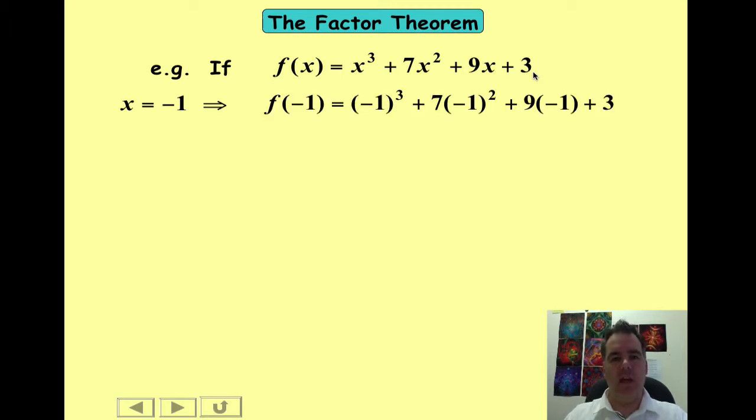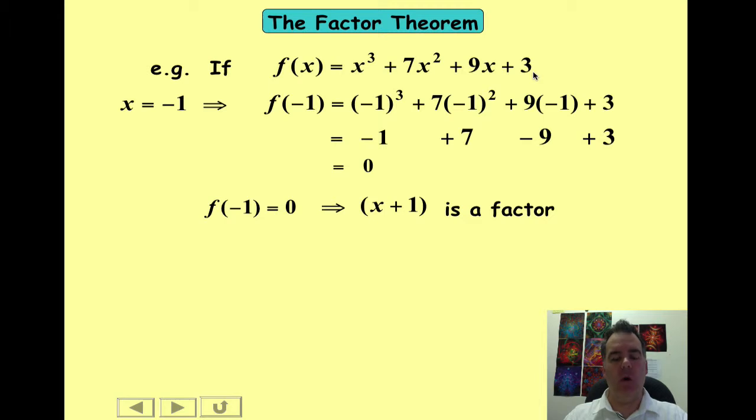I substitute negative 1 into f of x. I do the calculation and I get negative 1. So that's no good. That's not going to work. We want 0. Negative 1 plus 7, negative 9 plus 3. Substitute them all in and we get 0. So in this case we do get 0. That tells me if I put negative 1 in there and I get 0 out, that tells me that x plus 1 is a factor.